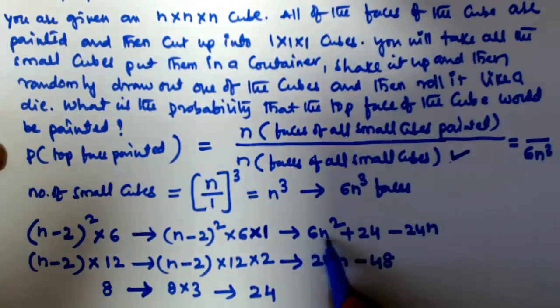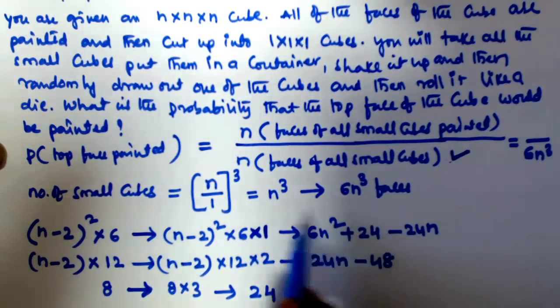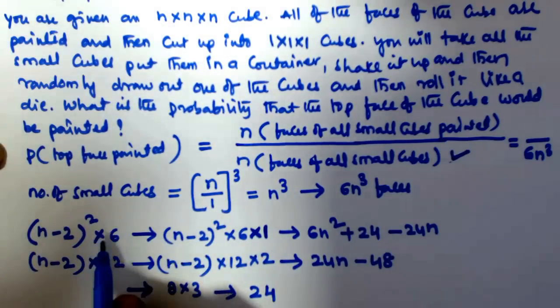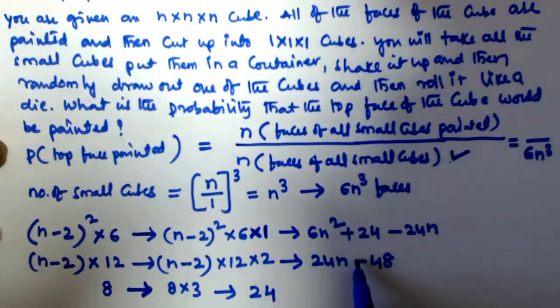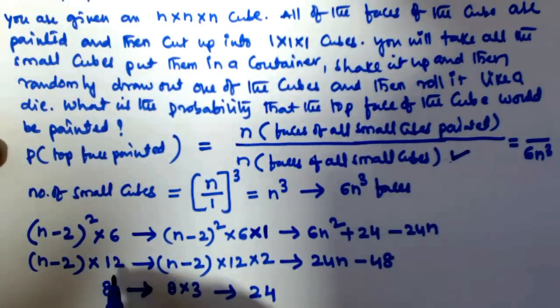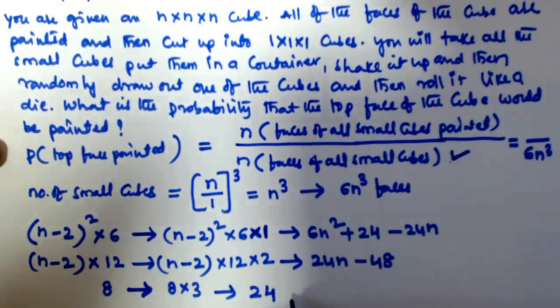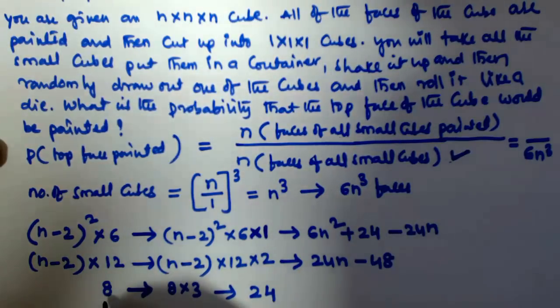So this one will give the total number of faces painted which are related to the cubes which are painted on one side. This one will give the total number of faces painted related to the cubes which are painted on two sides, and this one will give the total number of faces painted which are related to the three-side painted cubes.